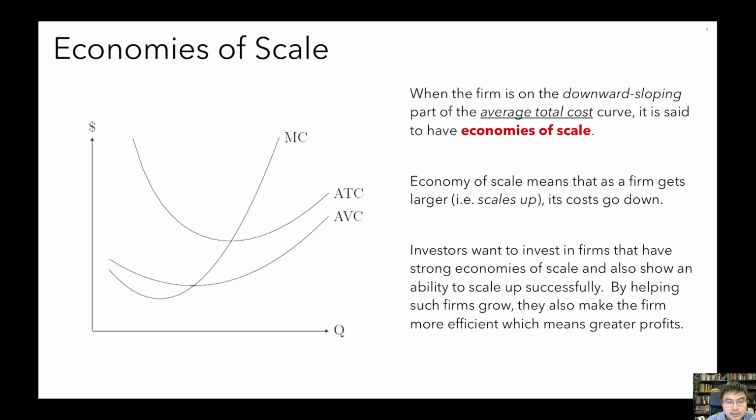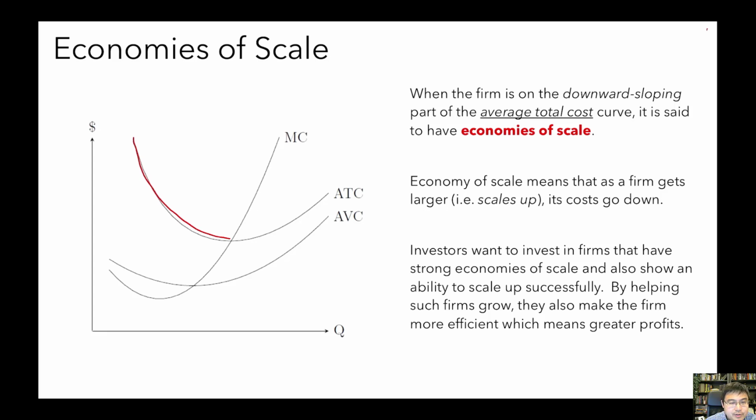Now let me talk about a concept known as economies of scale. Along with knowing the different types of costs, if there's anything else that I would want you to remember from this course, it's the meaning of economies of scale. A firm is said to have economies of scale if it's on the downward sloping part of its average total cost curve. All right, so the downward sloping part of its average total cost curve. If a firm has economies of scale, then that means that as it gets larger, it actually gets more and more efficient. Its average costs go down.